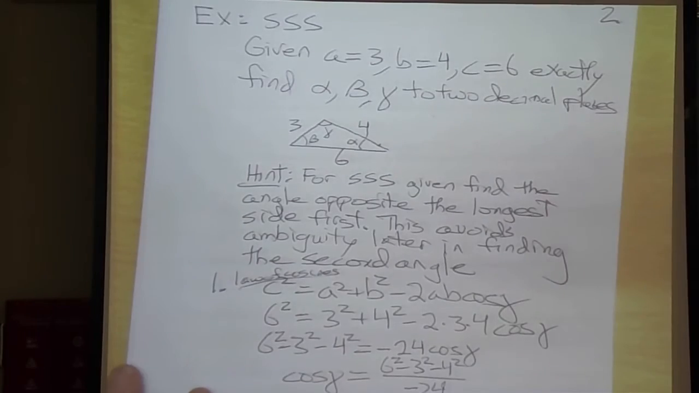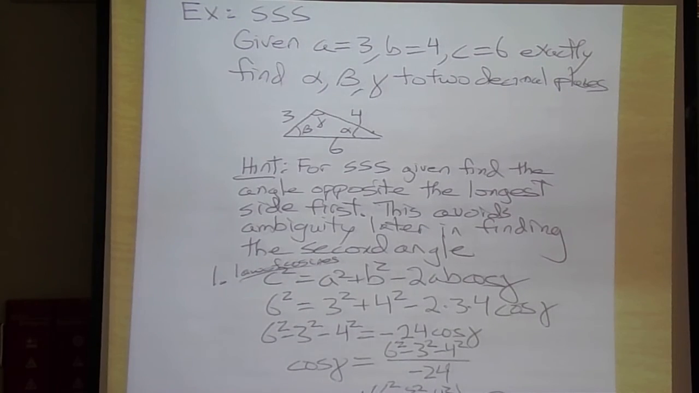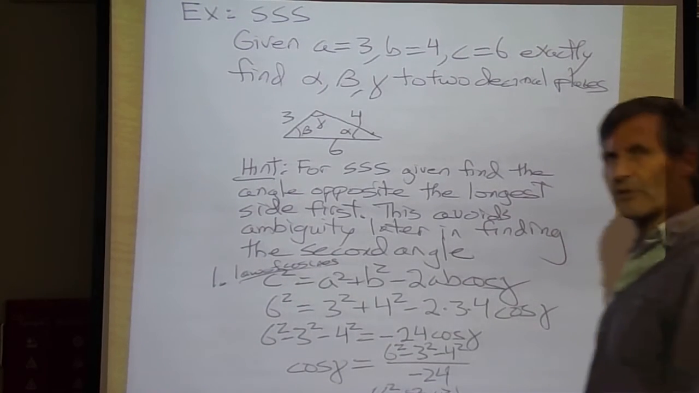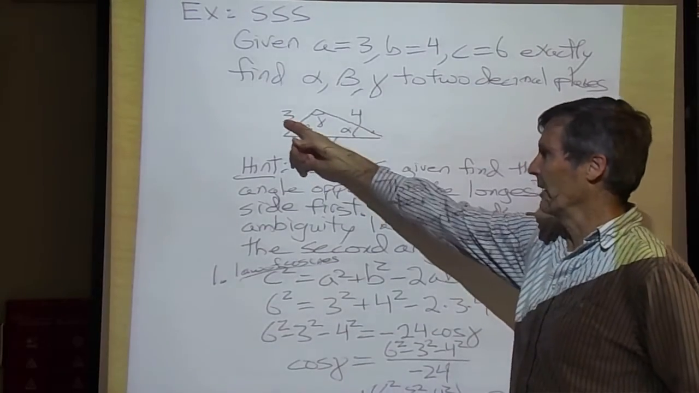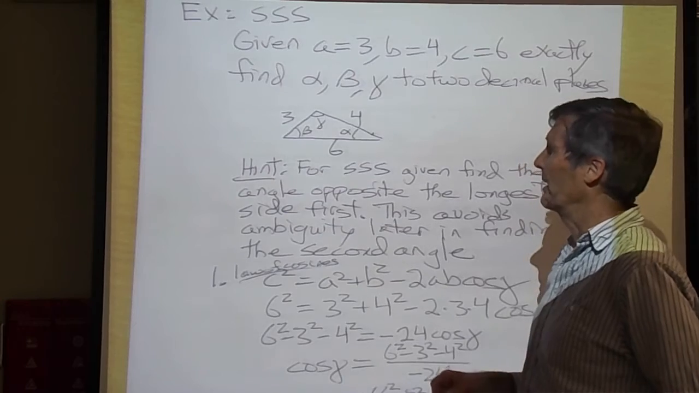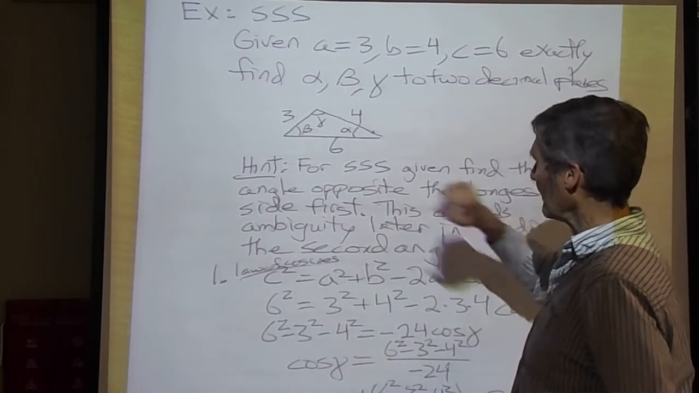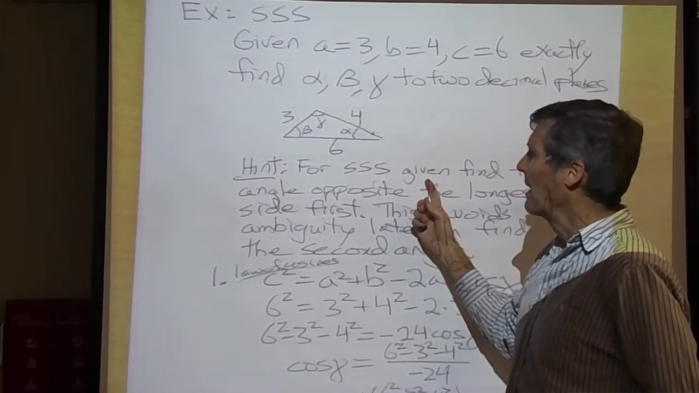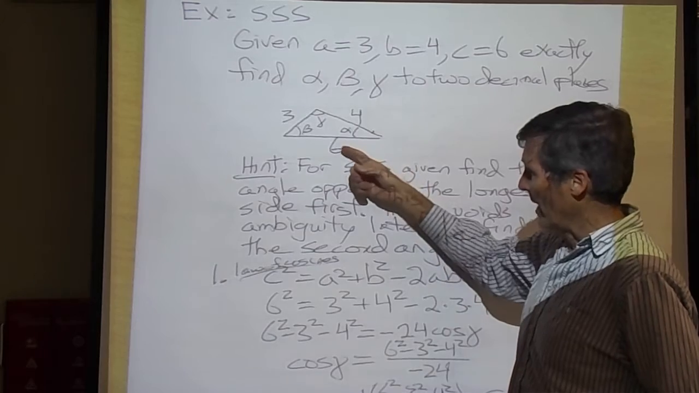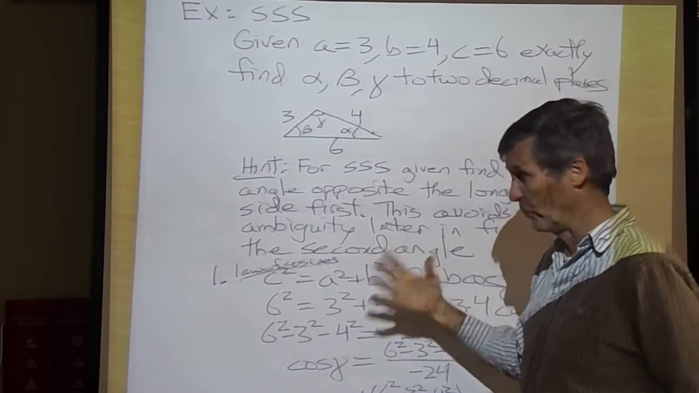Here's the first example. Suppose I'm given side-side-side data. This is kind of a fun example because you see the 3, 4, 5 right triangle, right? 3, 4, and 5. This is not a right triangle. It's 3, 4, 6. I wonder what its angle measures are, right? Well, let's try it. Given these three sides, I'm going to use the following hint. If you're given three sides, find the angle opposite the longest side first. You don't have to. You can still make this work.